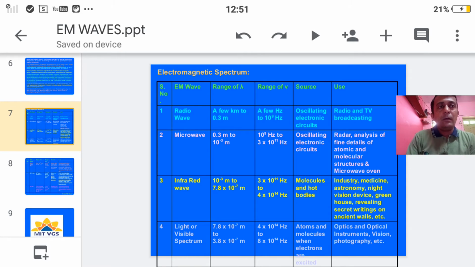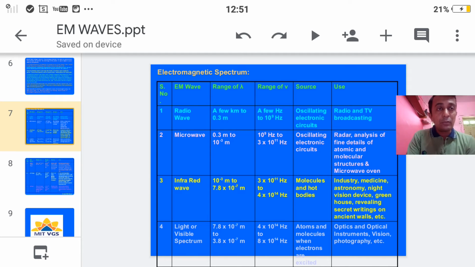Hello everyone. Students, in this PPT, the last part remaining is light, or the visible spectrum. Students, visible light, we know it very well. The wavelength range of visible light is 7.8 × 10^-7 meter to 3.8 × 10^-7 meter. What is the range of frequency? The range of frequency is 4 × 10^14 hertz to 8 × 10^14 hertz. Visible light was discovered by Newton.